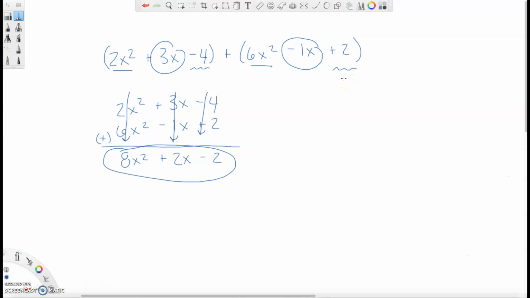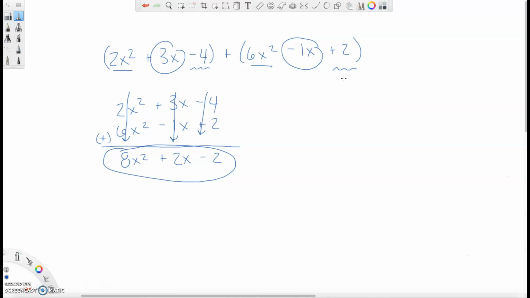Guys, this is a great example of how visualizing something a little bit differently can make it a lot easier. Again, if you're having trouble with some of the adding and subtracting, feel free to unmute and ask questions, or just put it in your calculator. 6 plus 2 should be 8. 3 minus 1 is 2. Negative 4 plus 2 is negative 2. All right?